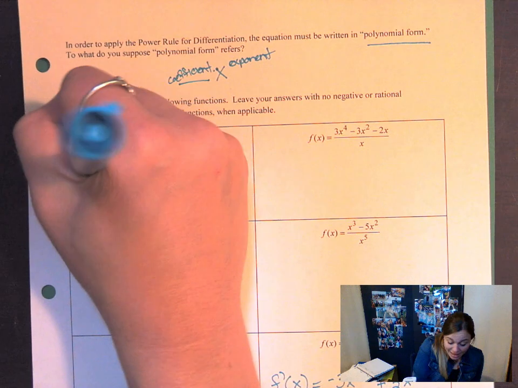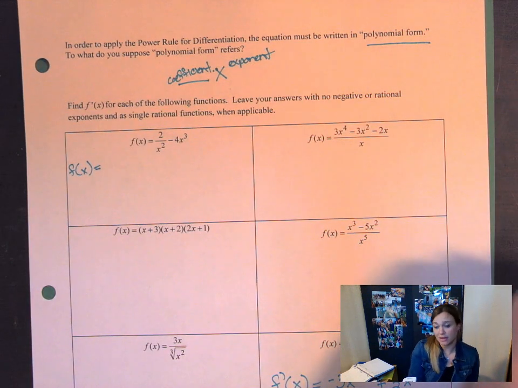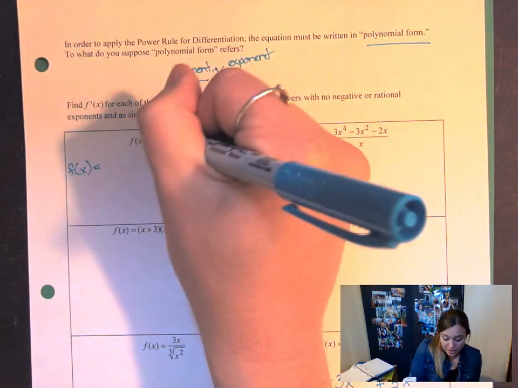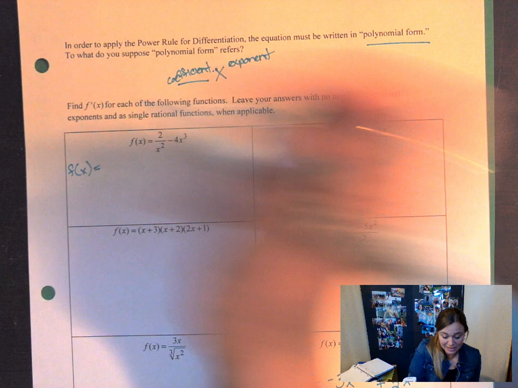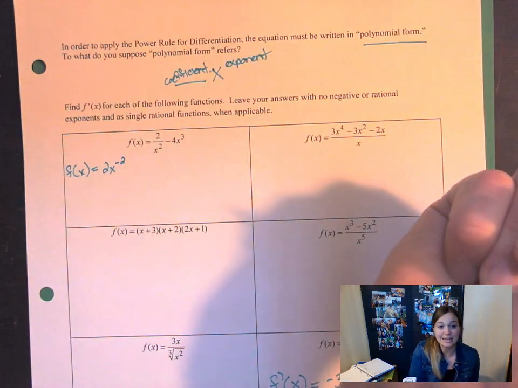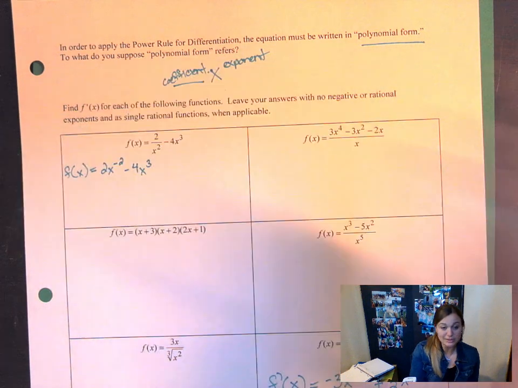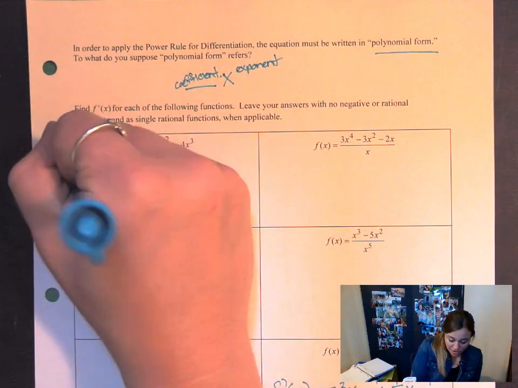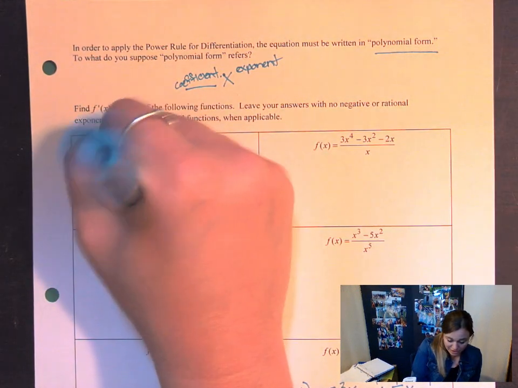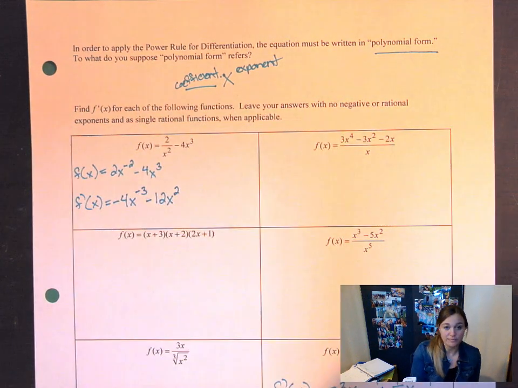I'm going to say f of x, and I'm going to rewrite this first using stuff from algebra that you probably didn't even know you remembered, but now you're going to. 2 over x squared, instead of keeping it like that, you need to rewrite this as 2 times x to the negative second power minus 4x to the third. So notice my label is f of x. So now I know, hey, now I can take the derivative. I get negative 4x to the negative third power minus 12x squared.